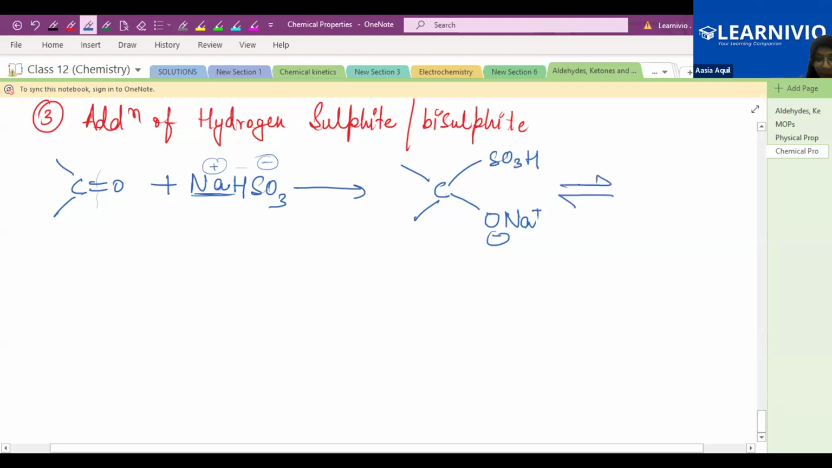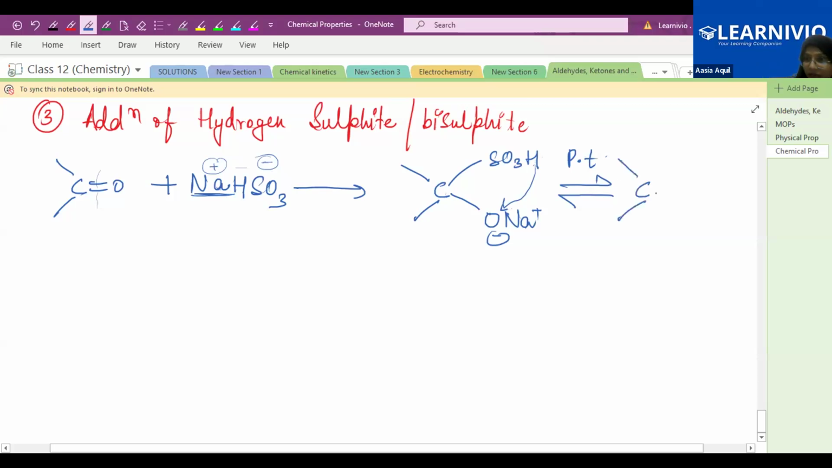Now, what happens in the next step? The proton gets transferred. So what happens? This hydrogen basically transfers from here to here. This oxygen abstracts this hydrogen and the proton transfer happens. So this sodium gets over here, SO3 minus Na, and this oxygen gets the hydrogen. So proton transfer is happening and this reaction is basically reversible.